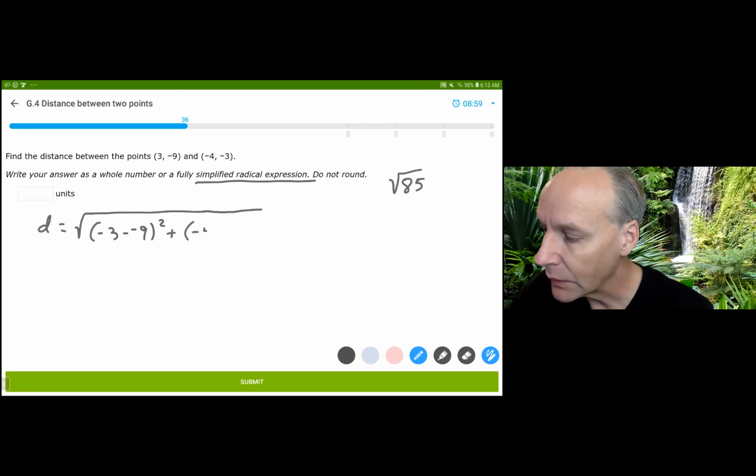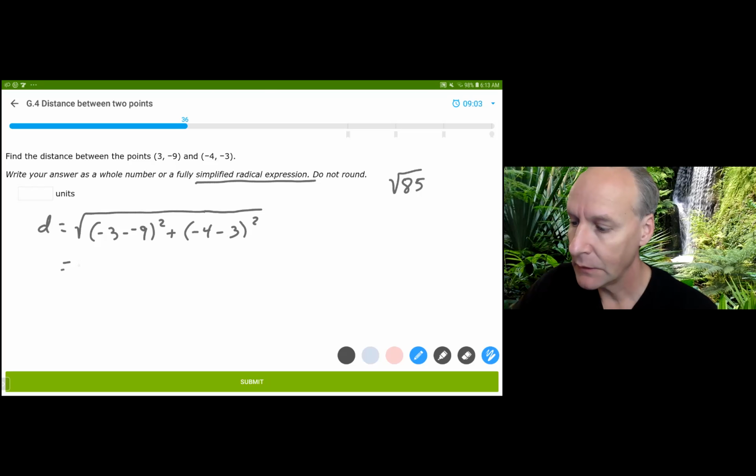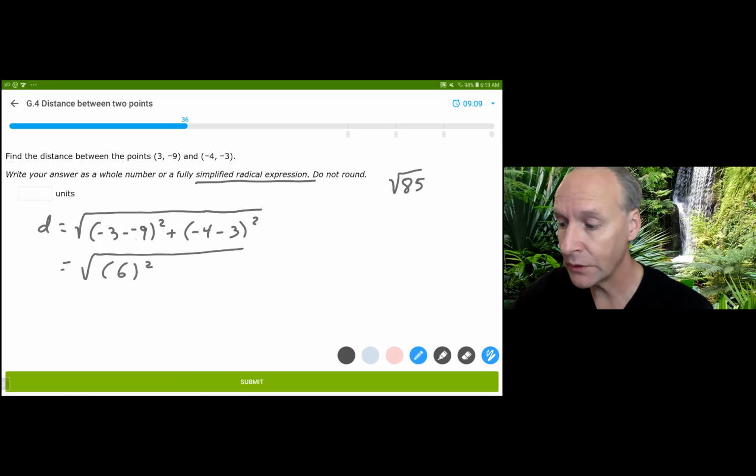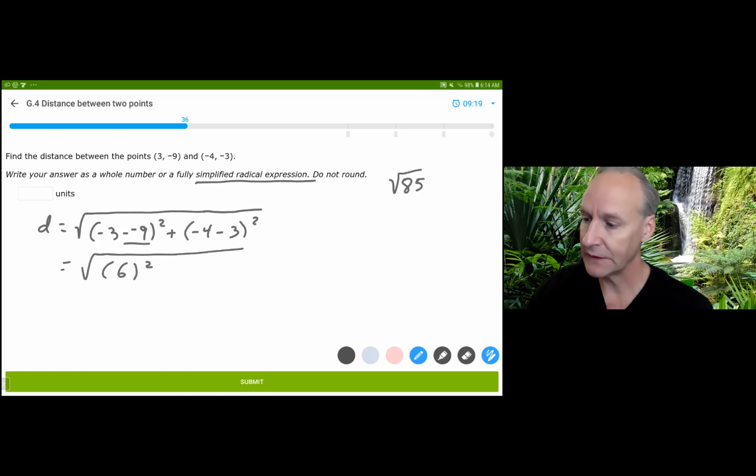We've got -4 minus 3 quantity squared. And we're looking at the square root. This is going to be 6 squared. If you don't know that 9 plus -3, and why that double negative becomes a positive and why you add it and get 6, you're going to have problems working with this. And I recommend going back and practicing. It will be worth the time, I promise.